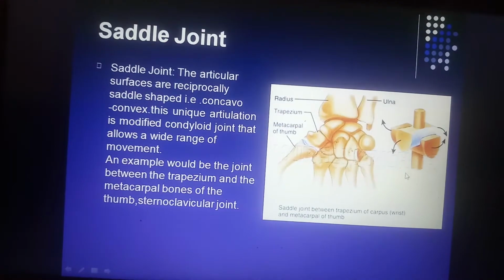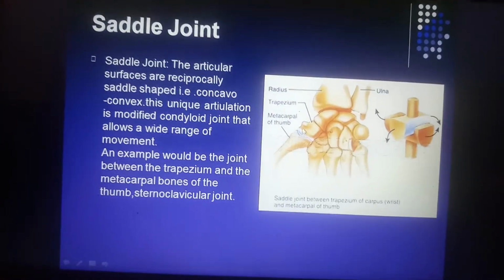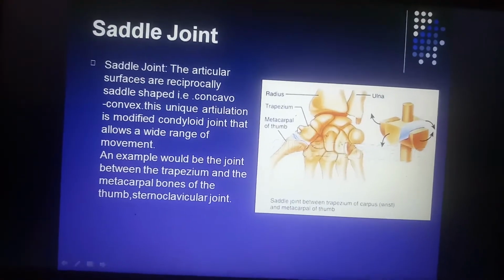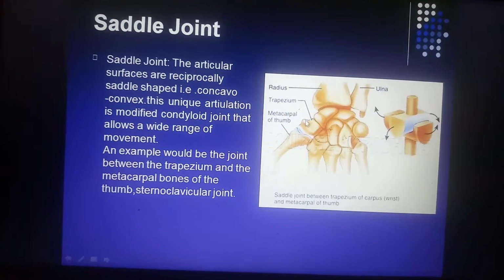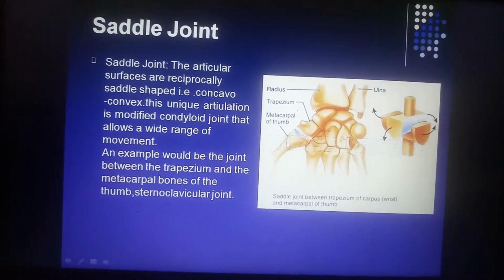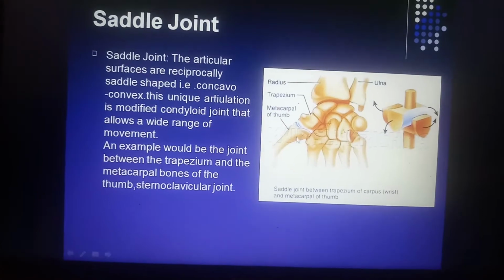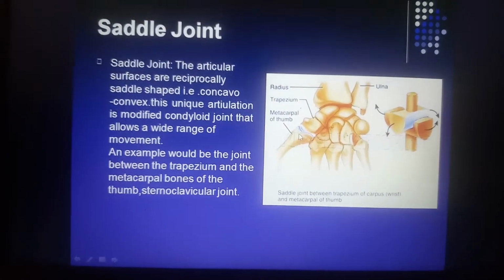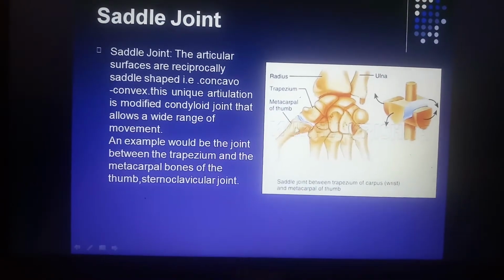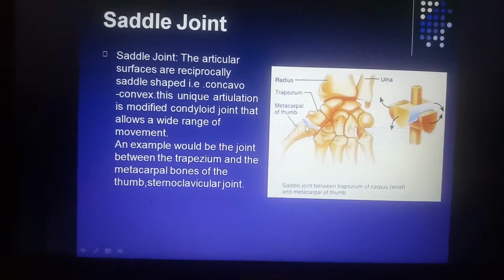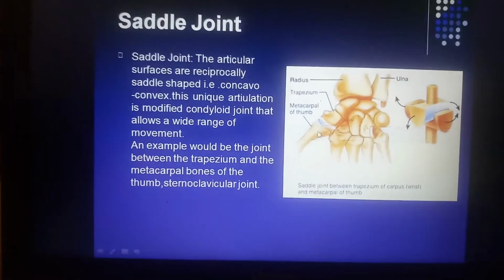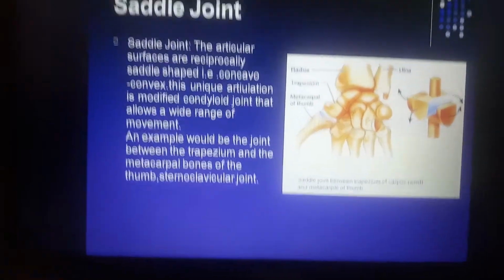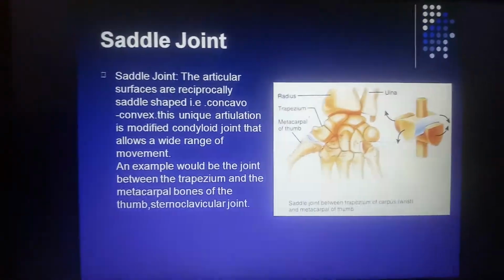In this diagram, the joint is shown in the thumb. You can see this one is the trapezium and this is the metacarpal bone, the first metacarpal bone. The articulating surfaces are reciprocally concavo-convex and hence these are known as the saddle joints.